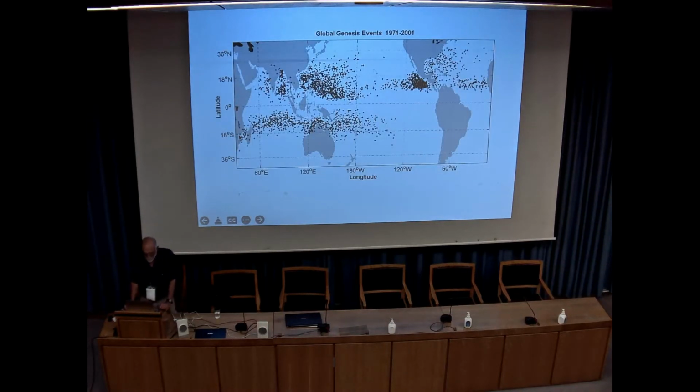These are the genesis events measured between 1971 and 2001. Every point indicates a genesis event, so you can see that basically they don't form on the equator. There's no Coriolis force on the equator. They need to have some Coriolis force, and so they'll form off the equator, and that's where they mainly live.